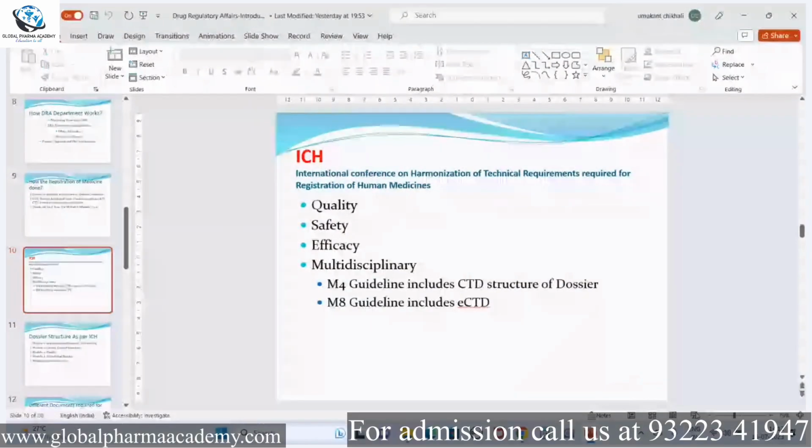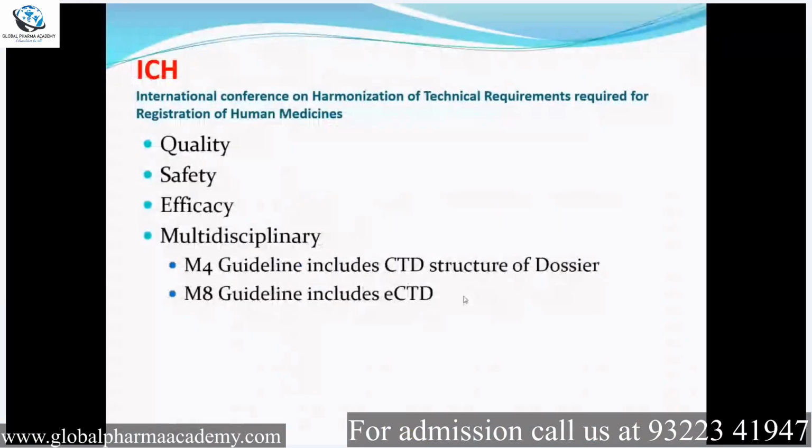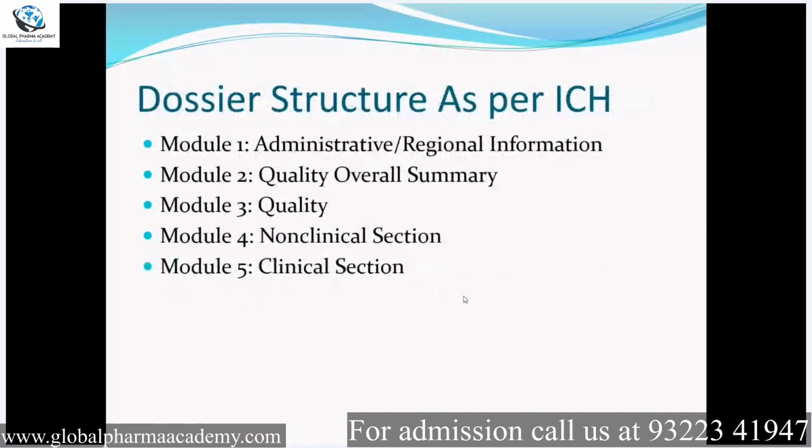These are the guidelines, that is ICH guidelines. The dossier structure as per ICH is: module 1 is administrative and regional information, module 2 is quality overall summary, module 3 is quality, module 4 is the non-clinical section, and module 5 is the clinical section. We will see in depth in our class what the contents in detail of this dossier structure are, and what the necessary ICH guidelines are to understand the dossier and the dossier documents in a better way. Those guidelines we will see in our 3 months course.